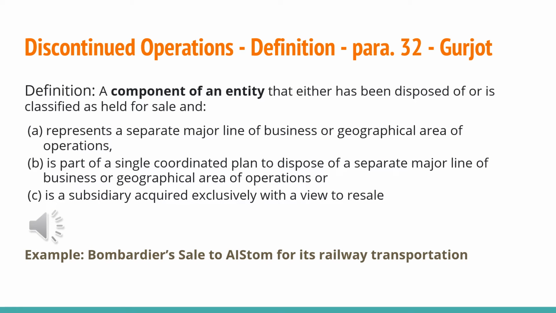Continuing from the last slide, the definition, as mentioned, is a component of an entity, and paragraph 32 explains it could be a major line of business or a geographical area of business. It could be a company which operates in multiple provinces in Canada, or a multinational company that starts to close out in a specific country. It's part of a single coordinated plan to dispose of a separate major line of business or geographical area of operations. For example, if somebody is not making enough profit, or if it's too costly to run an operation, they can probably shut down one line.